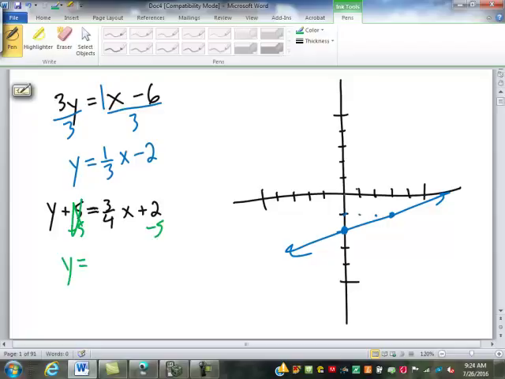Remember, when we add or subtract, we only have to do it to one piece on each side. So the 3/4 x is going to be left alone. We have 2 minus 5 is -3. So where do we start over here? -3, good. And from there we go up 3, over 4. Right there.